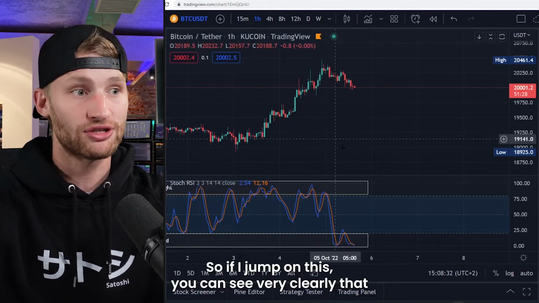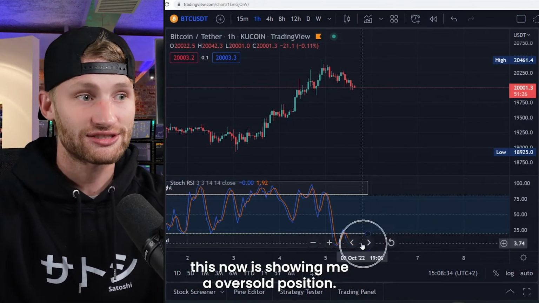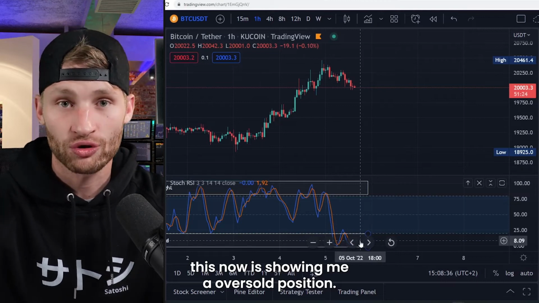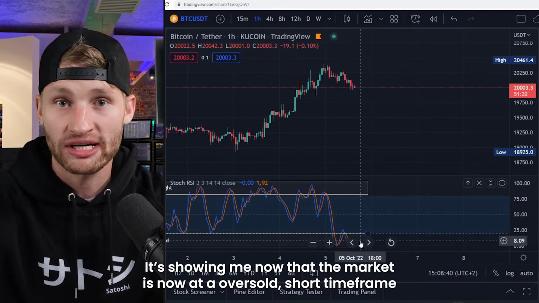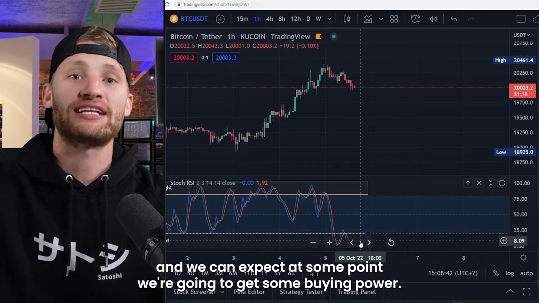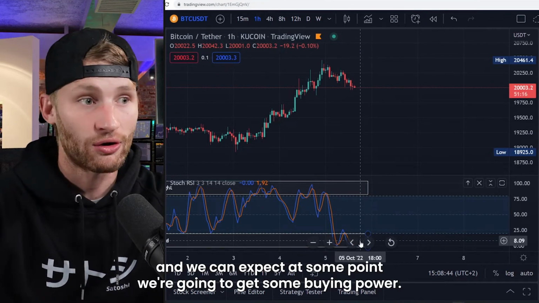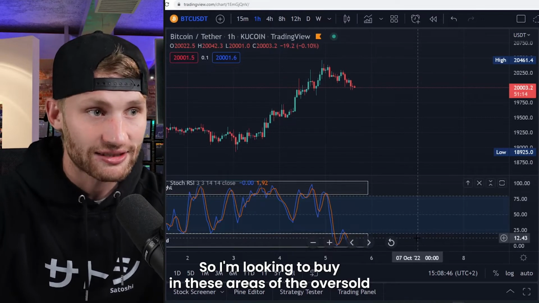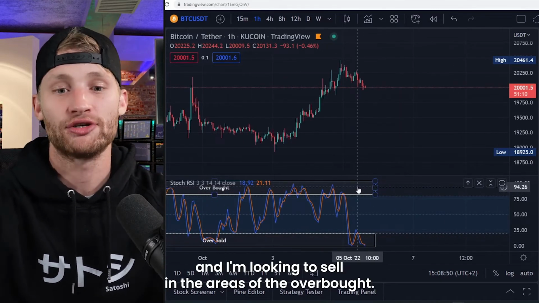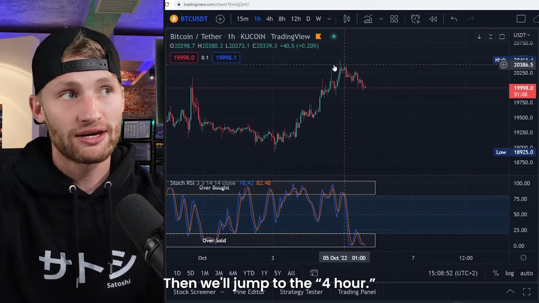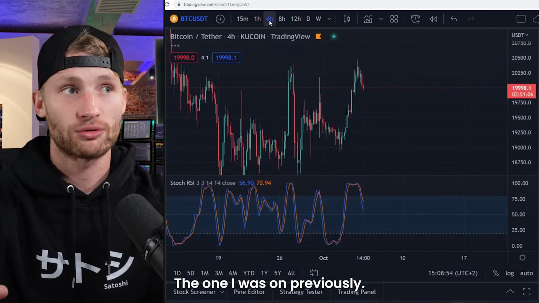So if I jump on this, you can see very clearly that this now is showing me an oversold position. It's showing me that the market is now oversold on a short time frame, and we can expect at some point we're going to get some buying power. So I'm looking to buy in these areas of the oversold, and I'm looking to sell in the areas of the overbought.